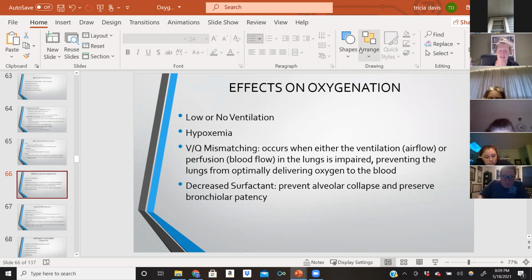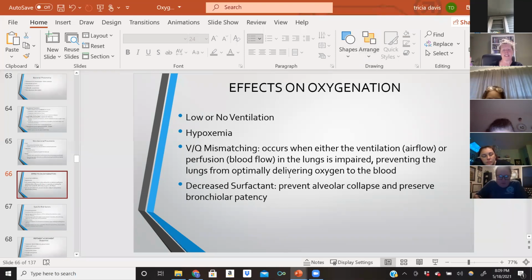So this is going to occur either when the ventilation, which is our airflow, or the perfusion, which is our blood flow in the lungs, is impaired. Whatever the issue, whether it's airflow or blood flow, it's going to prevent the lungs from delivering that oxygen-rich blood throughout the body.